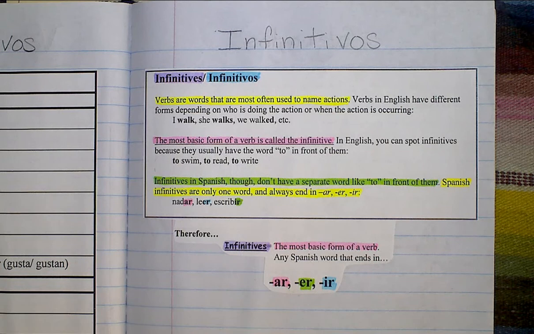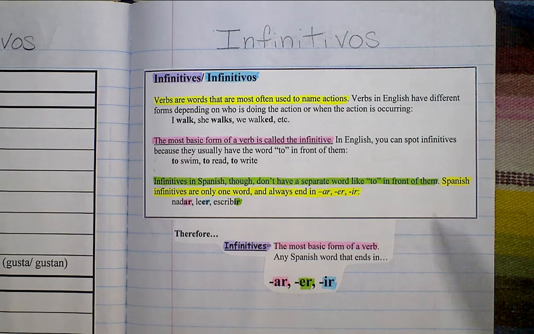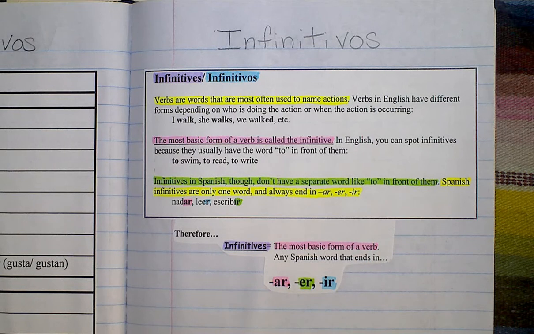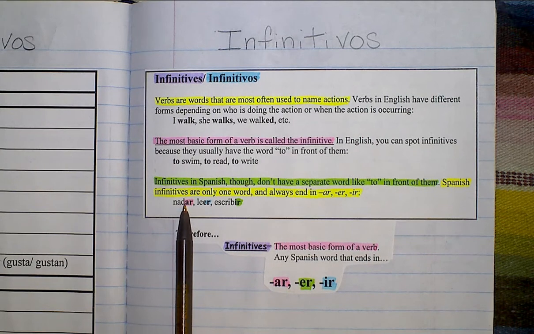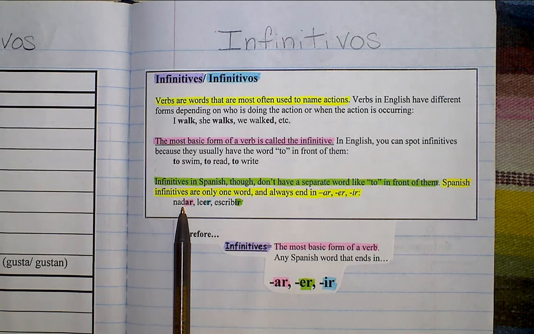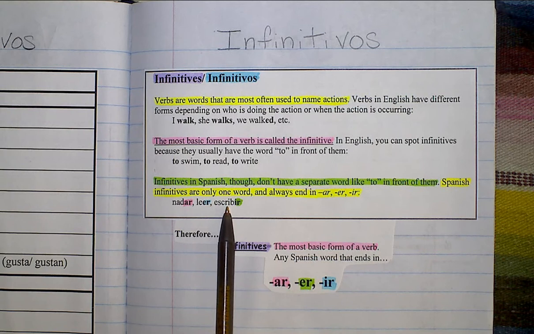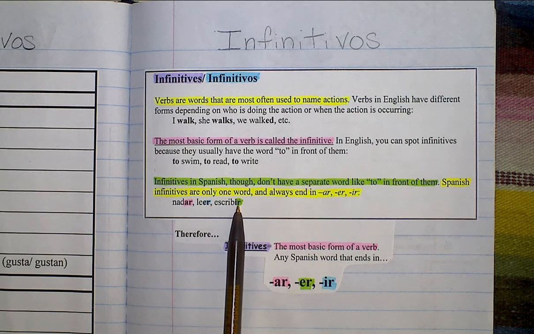Okay, but in Spanish we don't have that word to in front of it. It's all just a part of the same word. So there are 3 different kinds of Spanish verbs or infinitives, and we translate them to sing, to dance, all those still, but they are all one word. Like nadar is an AR infinitive or AR verb, and this action is to swim. Then we have ER infinitives, so it ends with ER. This is leer, which means to read. And then escribir is an IR infinitive or IR verb, and this means to write.